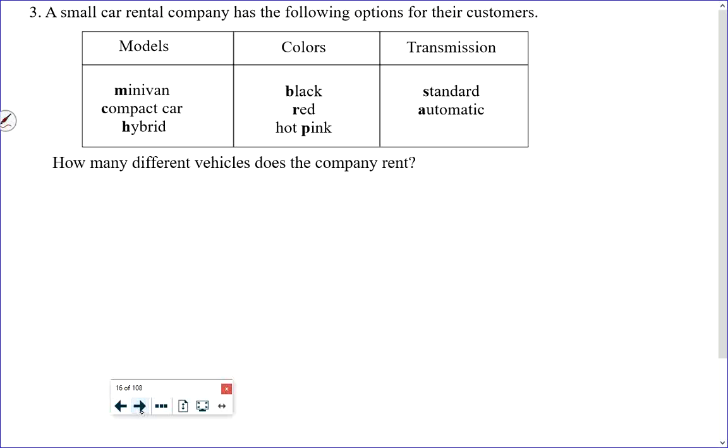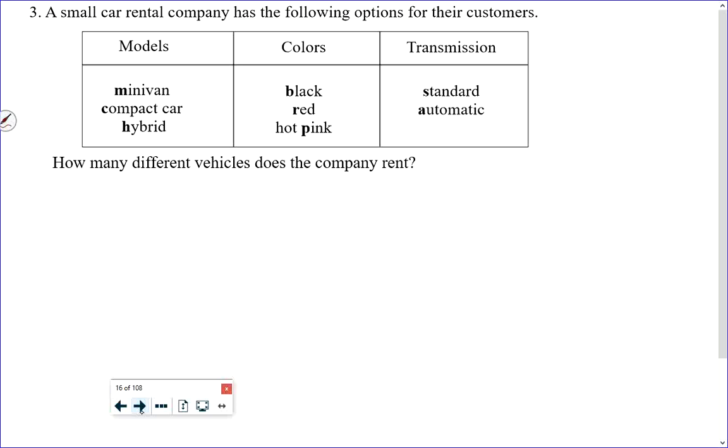Small rental car company. Bobbie Bear goes to the rental car company in Maui. Says, what do you have? They have 3 models, minivan, compact car, and a hybrid. What colors do you have? Black, red, and pink. And they have standard or automatic transmission. And they have enough stock to accommodate anybody's choices.